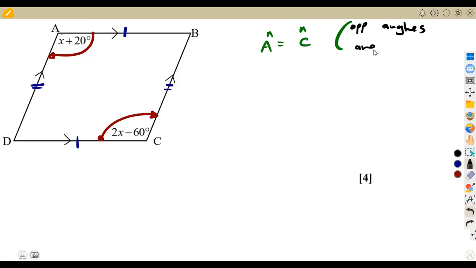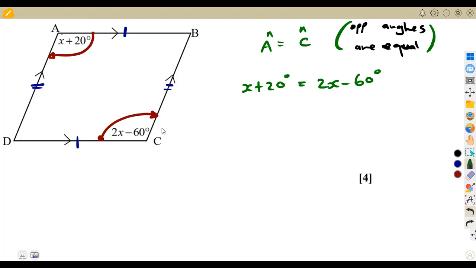Equal. All right? So opposite angles are equal. If that is the case, we are going to formulate an equation. By formulating the equation, x plus 20 degrees is equal to angle C, which is 2x minus 60 degrees. We have formulated an equation where we can solve for x.